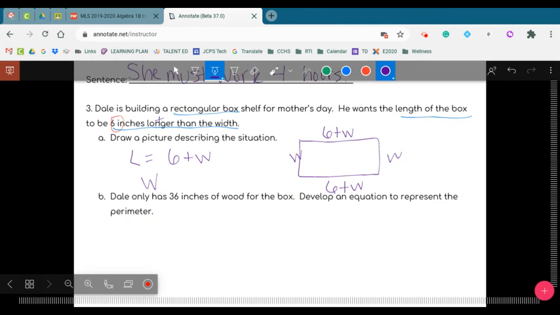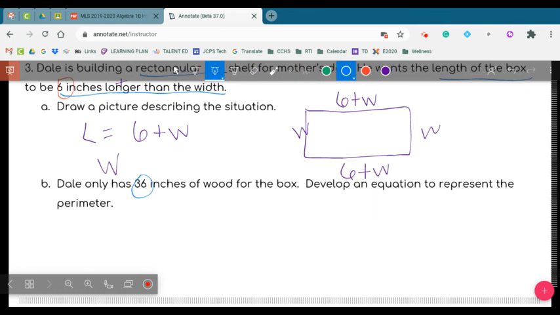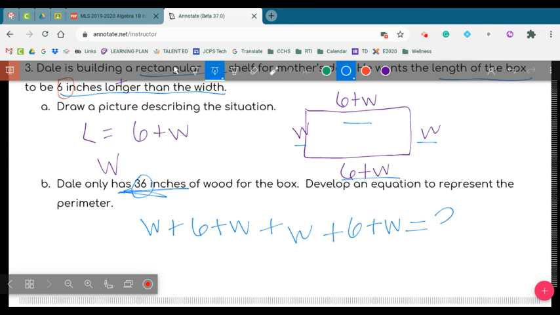Now it says Dale has 36 inches of wood for the box. Develop an equation to represent the perimeter. Perimeter, we have to add all of our sides together. So I'm going to take each of my sides. I'm going to do W plus 6 plus W plus W plus 6 plus W. Now, it says our perimeter is going to be 36 inches. So this has to equal 36 inches.